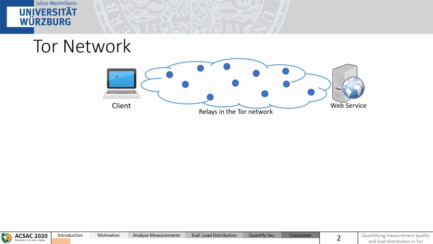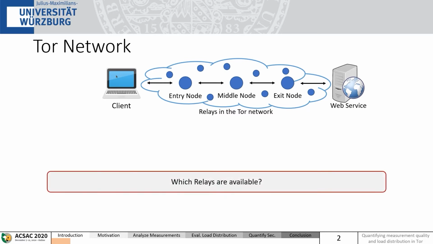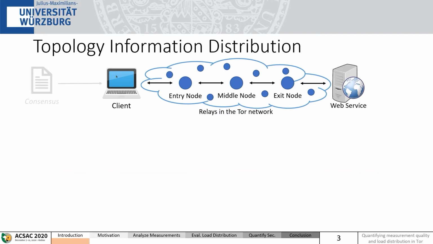With Tor, traffic is forwarded by relays that can be used for privacy-preserving paths called circuits. This way, an attacker can only observe the communication from the client to the first relay and from the exit node to the web service, guaranteeing anonymous communication over the internet. However, before a client can build a circuit, knowledge about existing relays is necessary. In Tor, this topology information is distributed in the so-called consensus document.